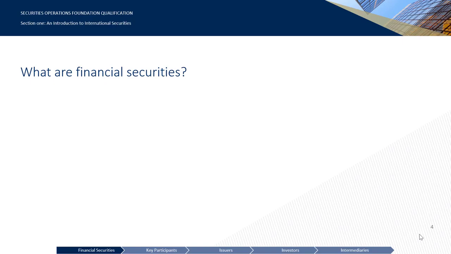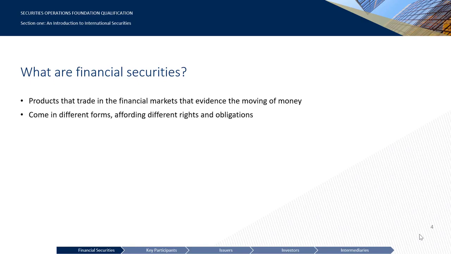Let's start with our definition. International securities are financial products that evidence money moving within the market. We will see that they come in different forms and that these forms will give different rights and obligations. These securities come about through a process that we call disintermediation.